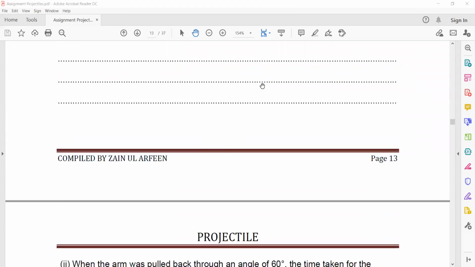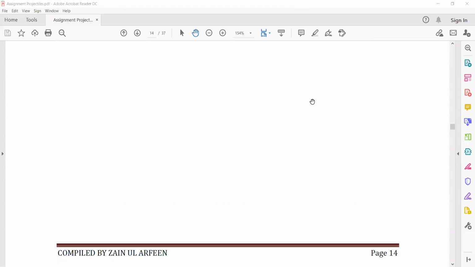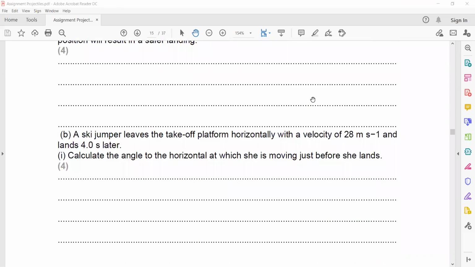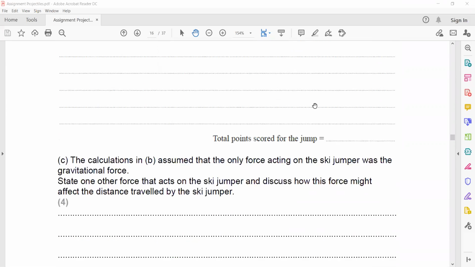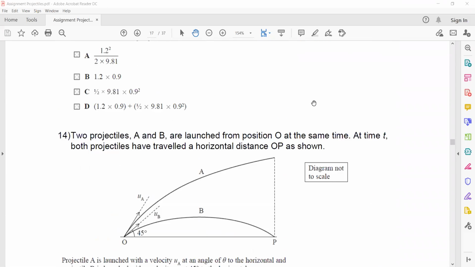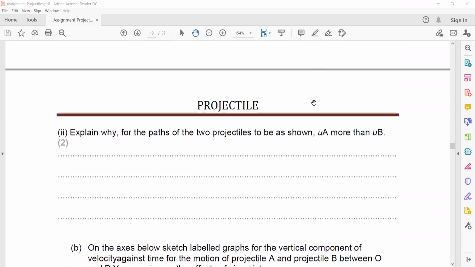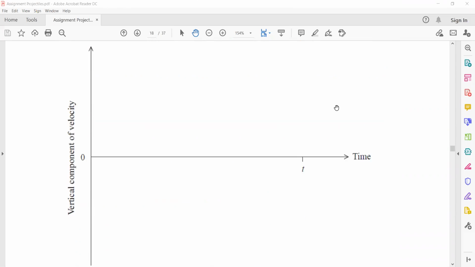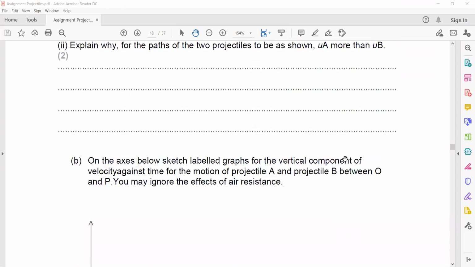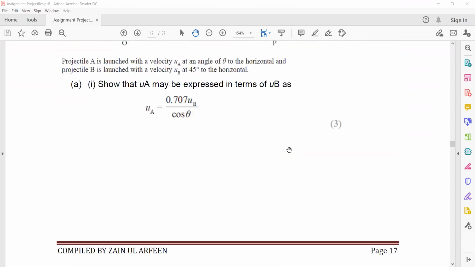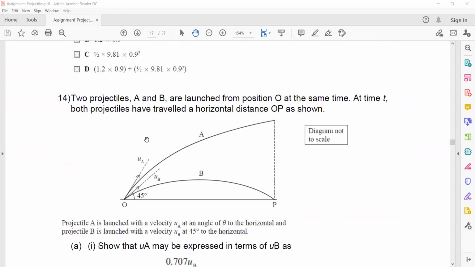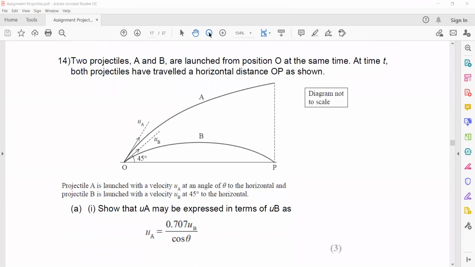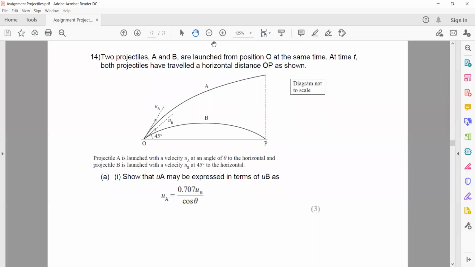Then page 18. Page number 18, question 14b. Okay, look, this question is actually interrelated, so I will discuss part A as well.